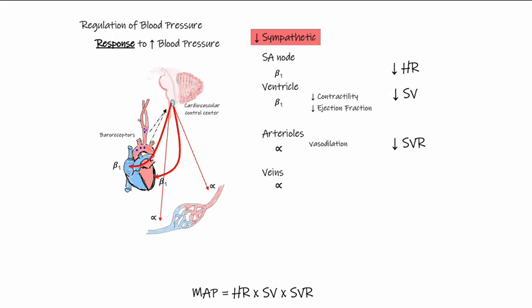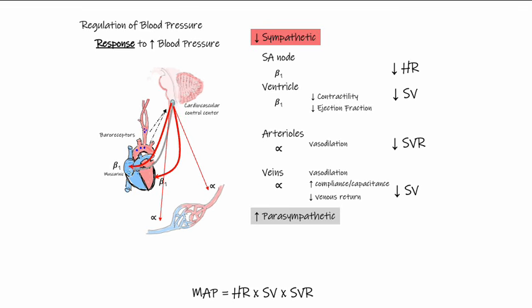We decrease sympathetic stimulation of the veins, which results in vasodilation of the veins, which means the veins become more compliant. They have a higher capacitance, so they will be holding on to blood, which means they'll be decreasing venous return, which will cause a decrease in stroke volume. Our parasympathetic system will increase its activity, and it will have its primary effect by decreasing heart rate by bringing about these changes in the autorhythmic cells.